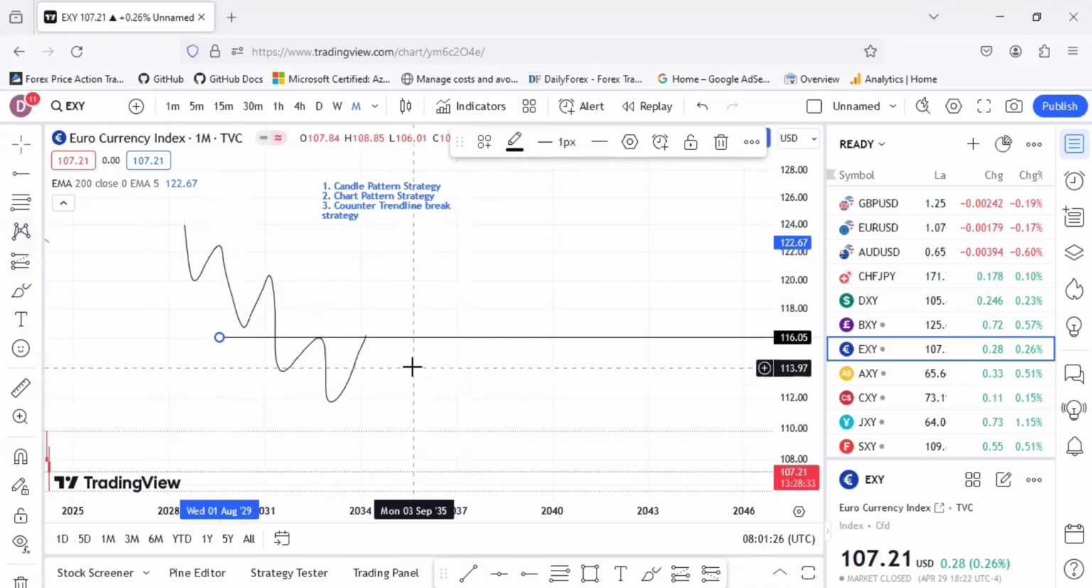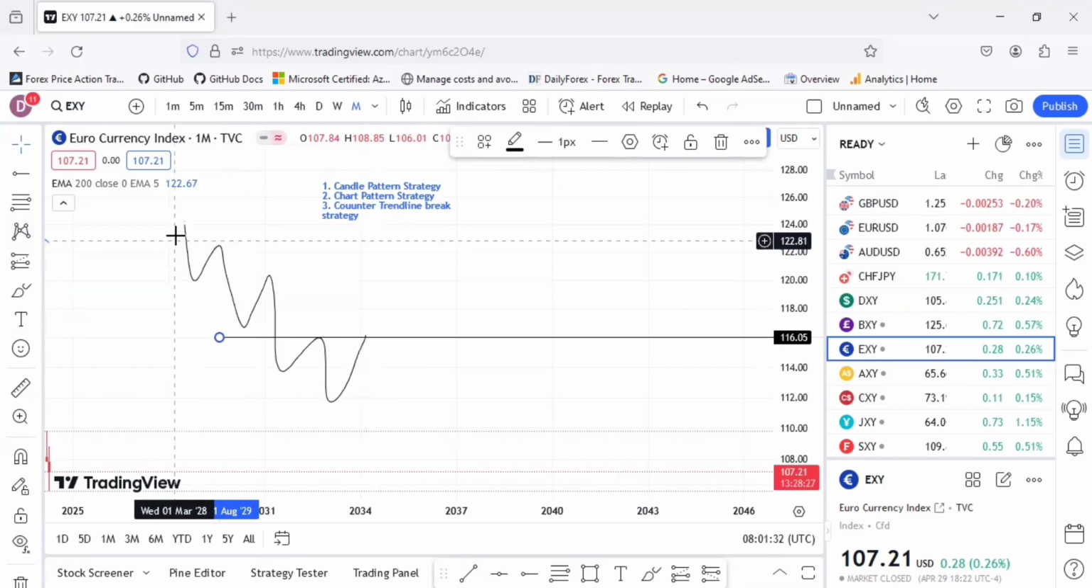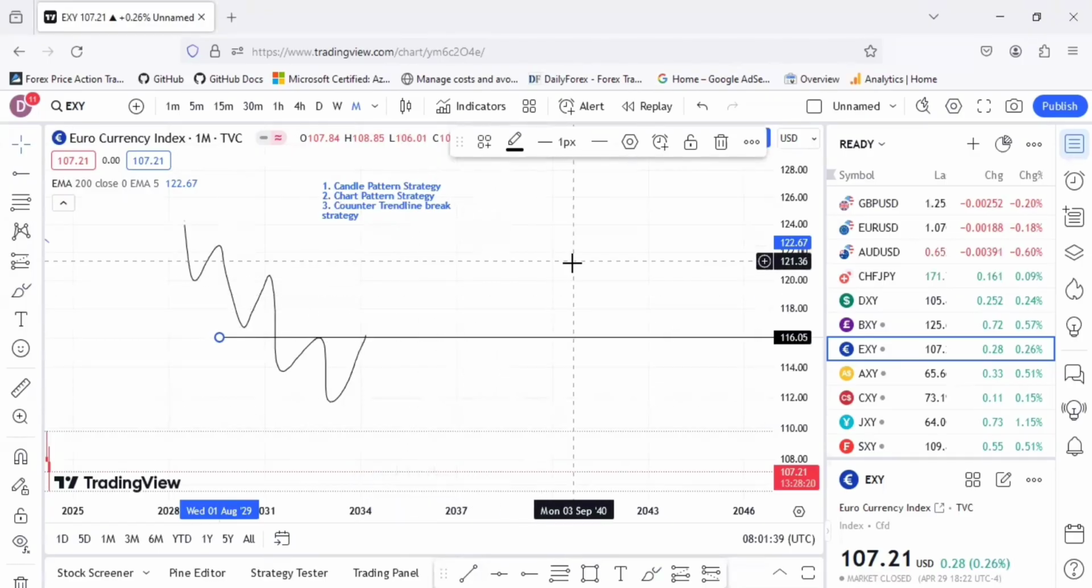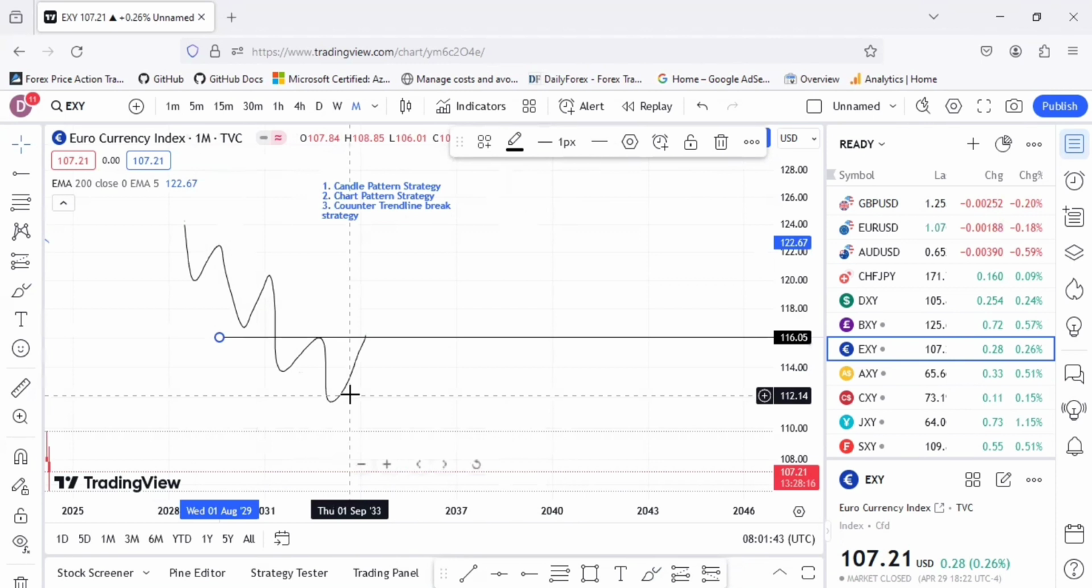So if your analysis has told you that this is the point where you want to sell, in a downtrend you look for sell opportunities. In an uptrend, you look for buy opportunities. So now this is a downtrend. Your analysis has shown you that at this point you are to sell. Yes, your analysis is correct. You are to sell at this point, fine.